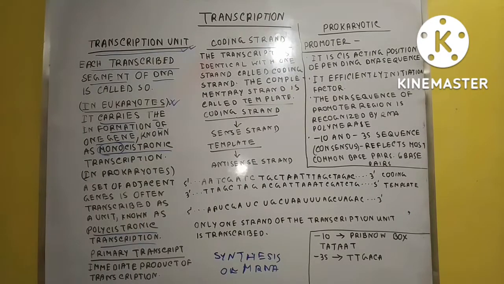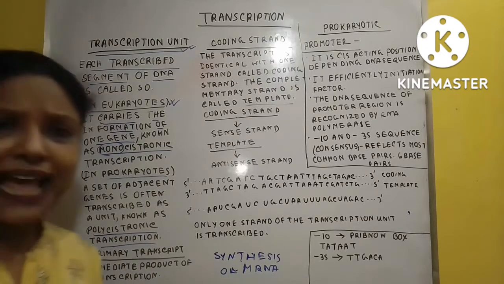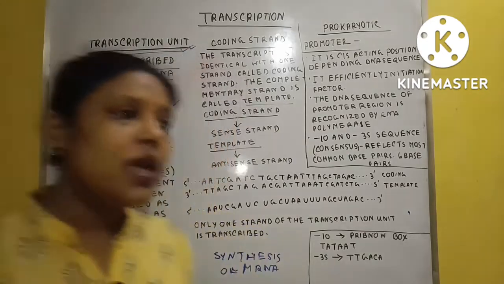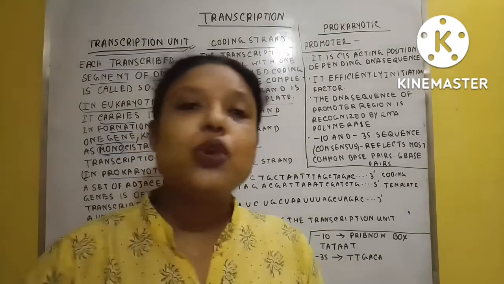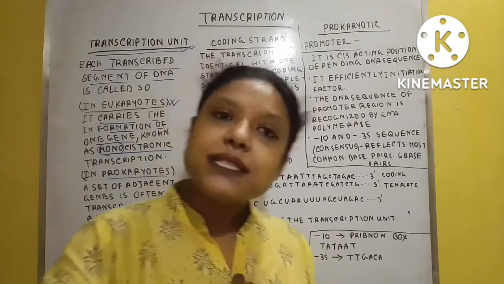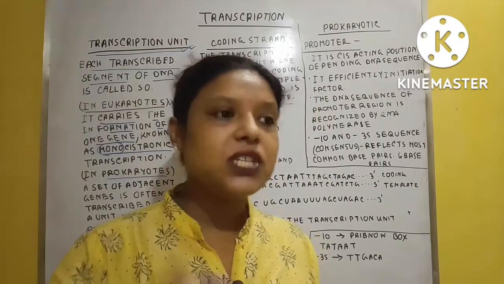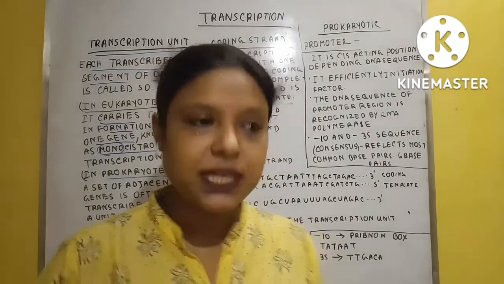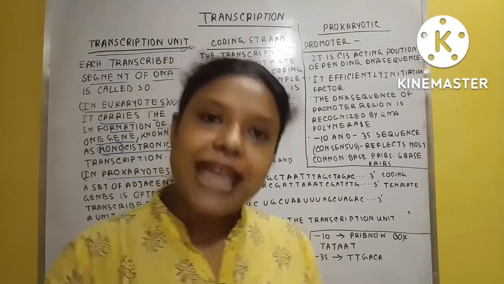Next, we have to learn the polycistronic transcription. What is that polycistronic? It's seen in the prokaryotes, because we all know that the prokaryotes are unicellular, so the gene information is not very high. You can see in eukaryotes, which are the higher level organisms, they have more information present in the genes than the prokaryotes.